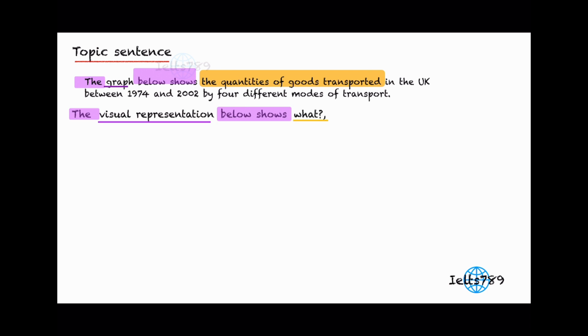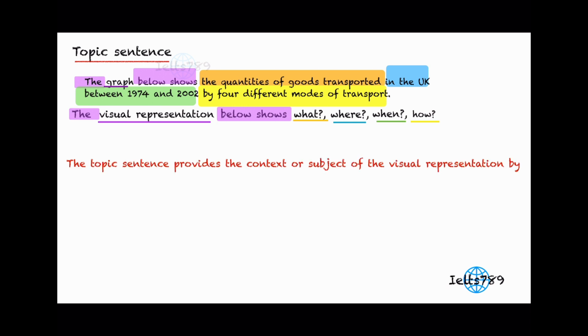The topic sentence also mentions a place in the UK, or a where. It also gives a time, between 1974 and 2002, or a when. And for this task, the topic sentence mentions a method, by 4 different modes of transport, or a how. Simply put, the topic sentence provides the context or subject of the visual representation by answering the questions what, where, when, and sometimes the how.